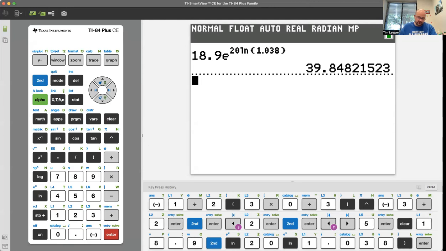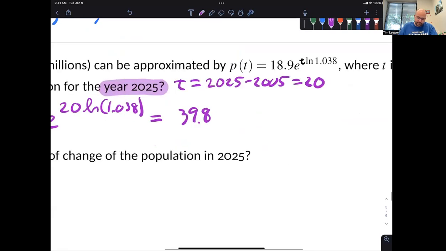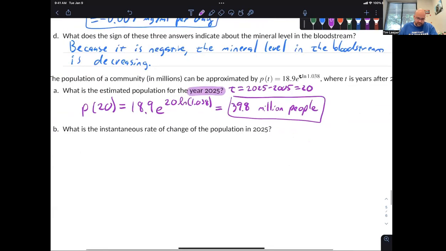Good. Now, what about the units? Well, we're just talking about population here, and the population's units is in millions. So that's 39.8 million people. And there you go. That's A.